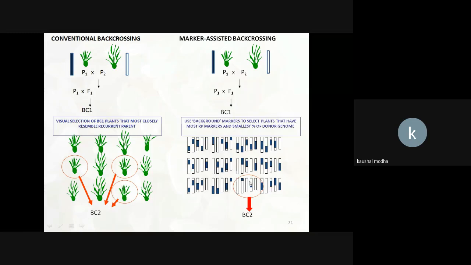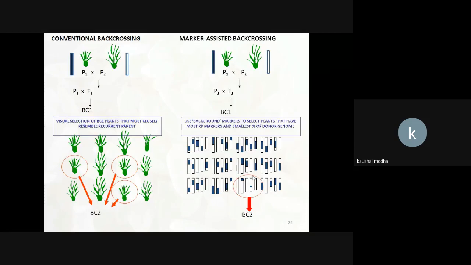But if we apply marker-assisted selection in this backcross program, that is marker-assisted backcrossing, then we will select a progeny which has the target locus from the donor parent and maximum alleles from the recurrent parent. So that's how the time required to recover the maximum contribution from the recurrent parent is reduced, and it can be done within BC2 or BC3.